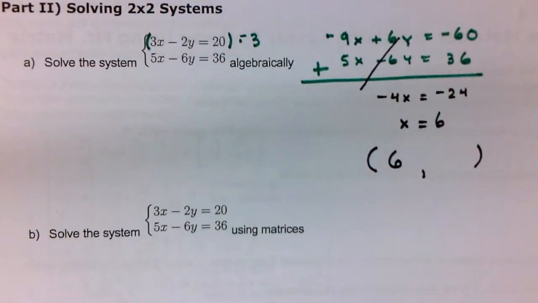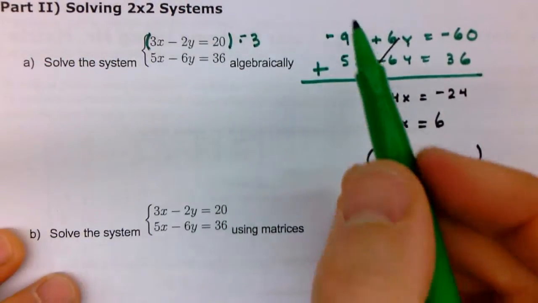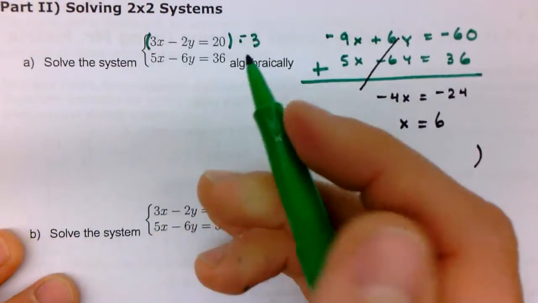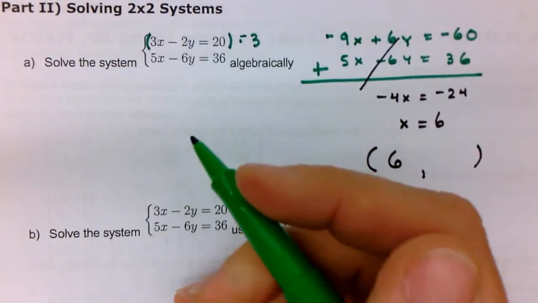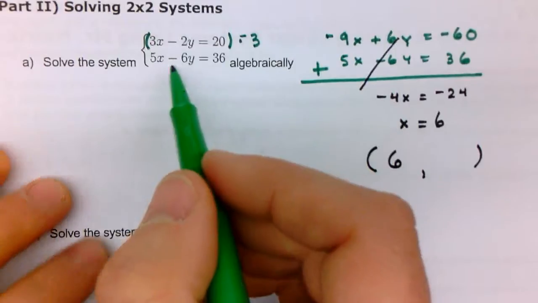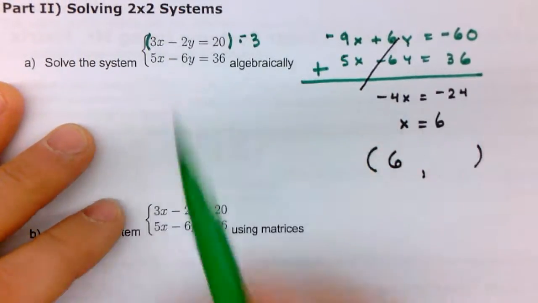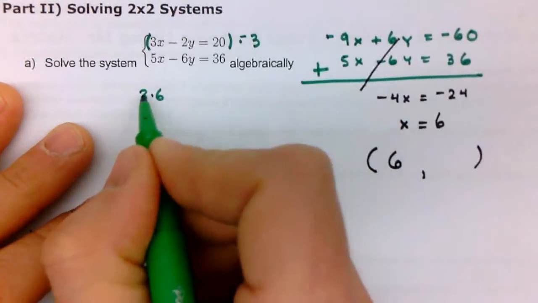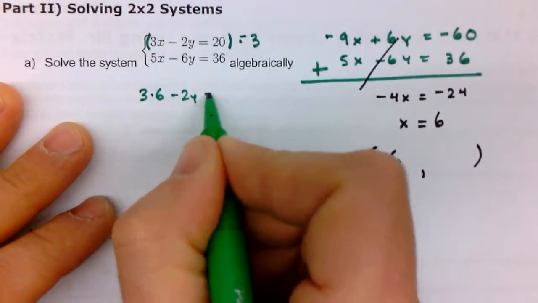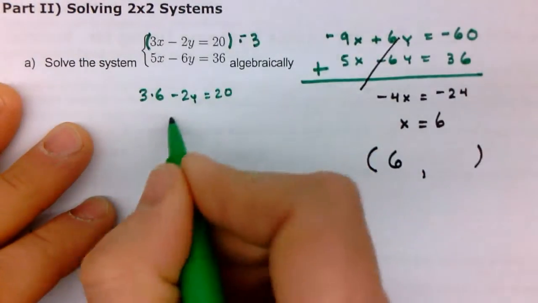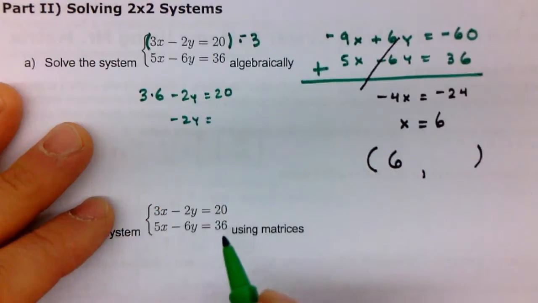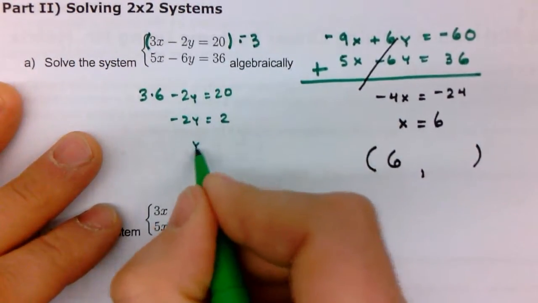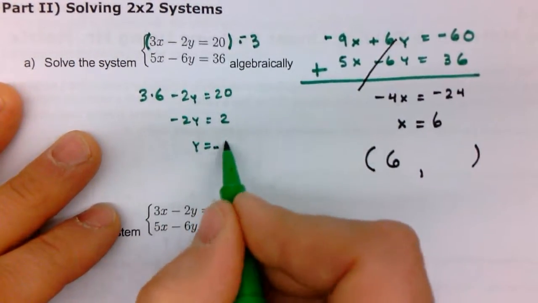Let's see, what would y be? What would you plug x into? The first equation or the second equation? Which one would you guys choose? Either one will work. Okay. I would probably choose the first one just because the numbers are smaller, but either one will work. So 3 times 6 minus 2y is going to give us 20. So negative 2y would be equal to, let's see, that's 18. Take that away, so we've got 2. So y is going to be equal to negative 1.